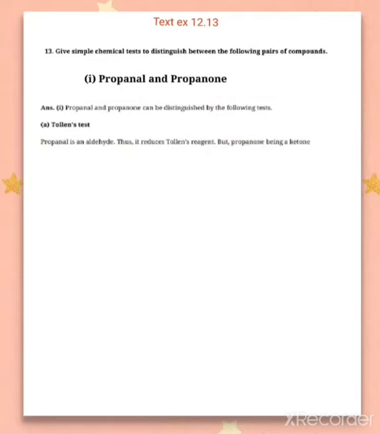So what you need to write here is that propanal is an aldehyde, so it reduces Tollens reagent, but the propanone, which is a ketone, does not. So write the equation also, which is not written here. Just write the general equation for the Tollens test, as we have already discussed in the previous video session. And what is the other possibility of the test? That is the Fehling test. You can write any one of the tests.